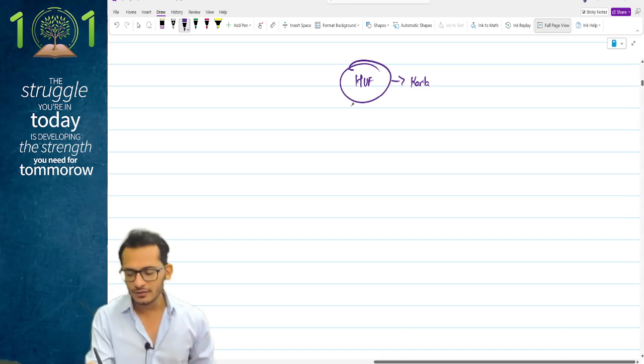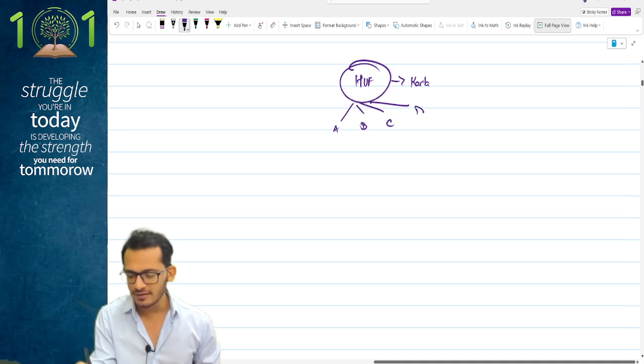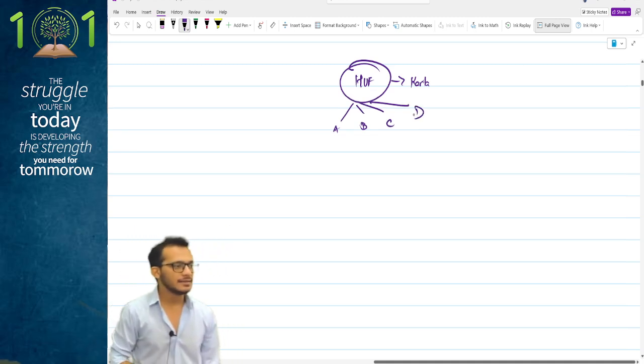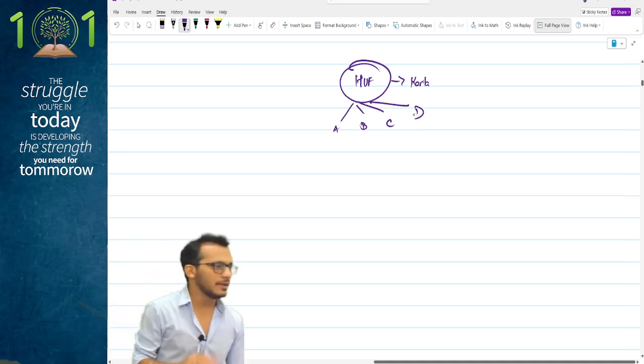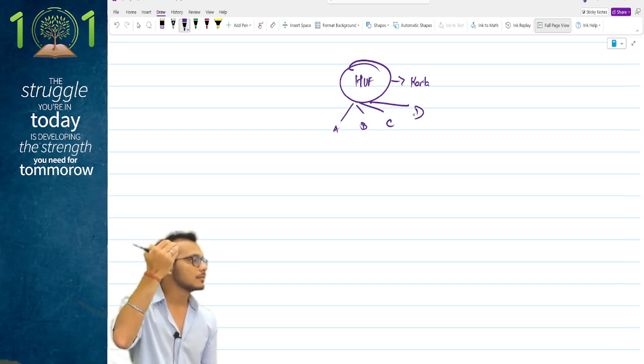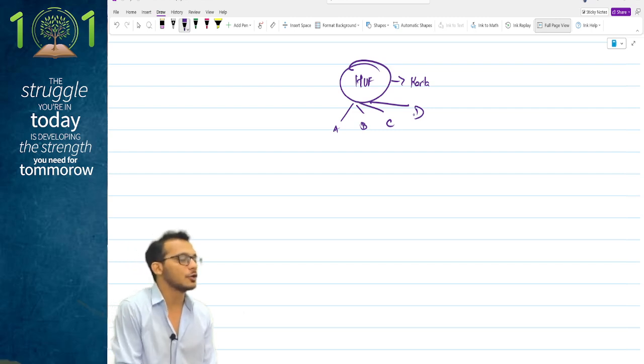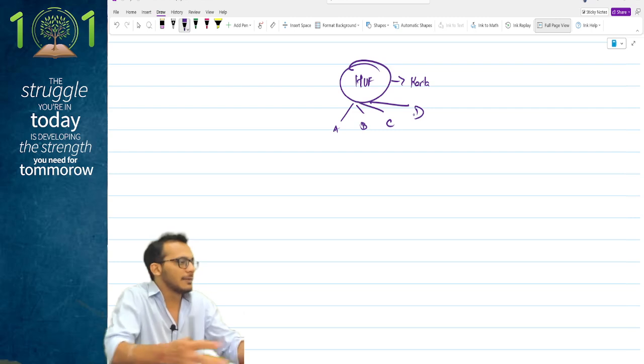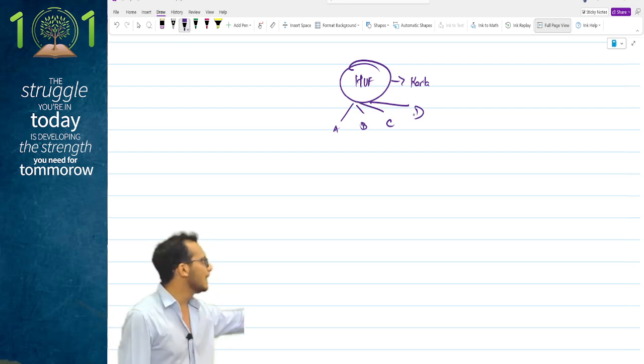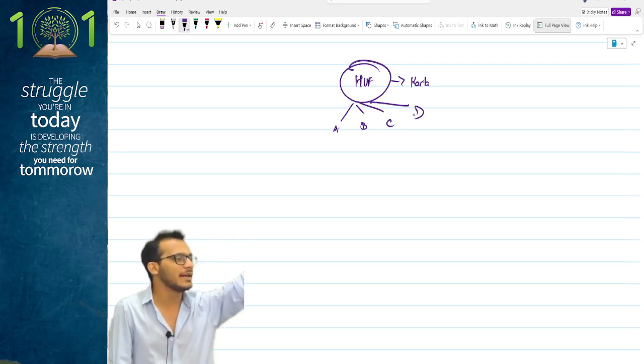So what happened in the HUF? There was A, B, C and D, 4 members in the family. The HUF is decided to shut down. There are 10 crores worth of property to be split between A, B, C and D. Now, there was a round table conference going on. In the round table conference, A, B and C decided, you know what, D is very poor.